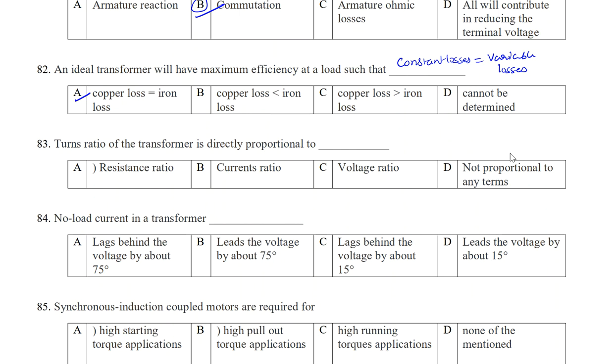Next one here. The turns ratio of the transformer is directly proportional to the voltage ratio. The general formula for turns ratio: N1 by N2 is equal to E1 by E2, which is equal to I2 by I1 here. So the answer is C here.